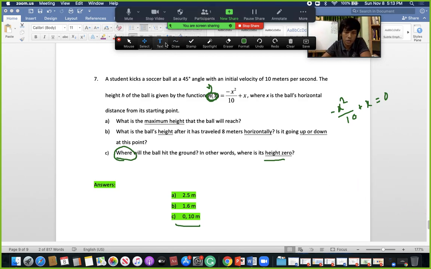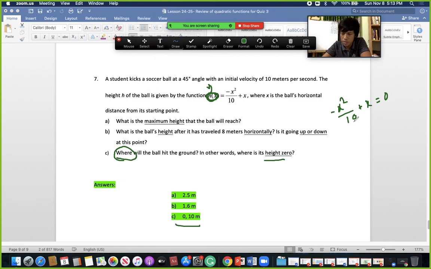We can try to solve it in a couple of ways. One way is to just take x common. If you take x common, then it is x times minus x by 10 plus 1 equals 0. And you can see one answer will be x equals 0 from here, because x times this equals 0. So one answer is already x equals 0.